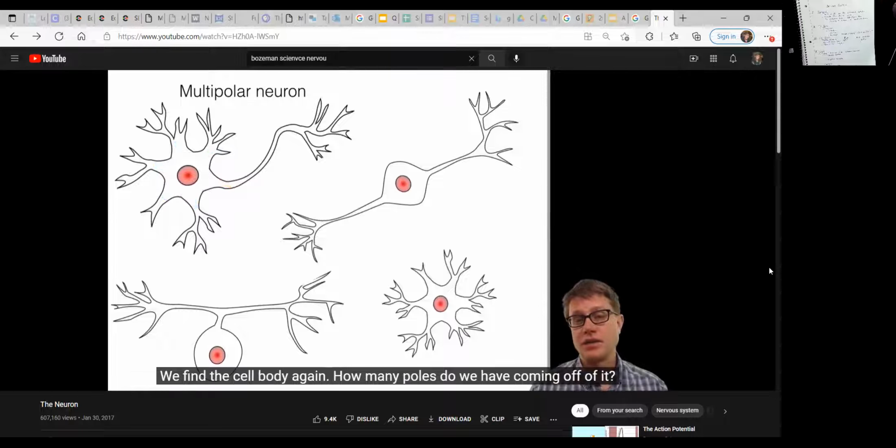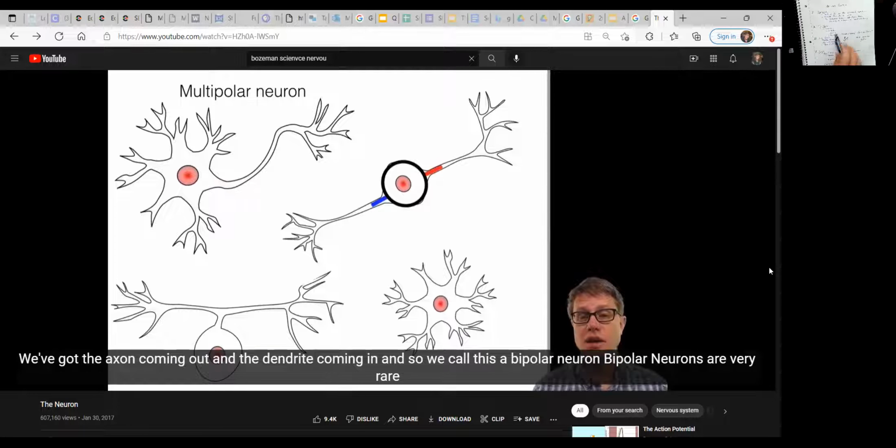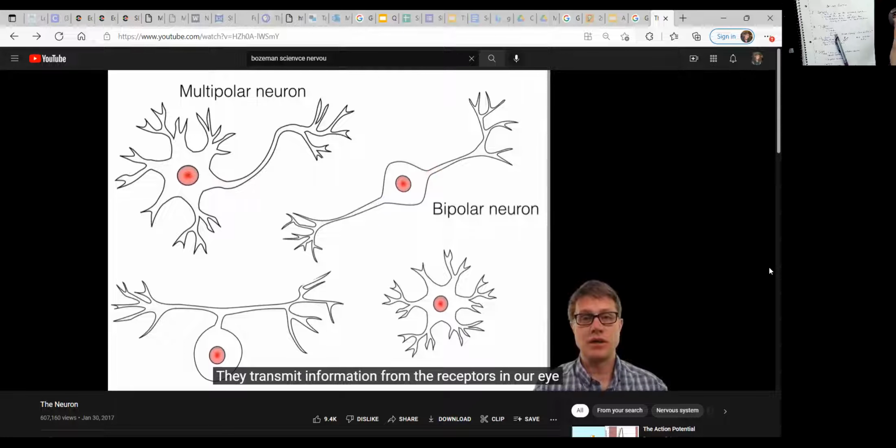If we look at the next one, we find the cell body again. How many poles do we have coming off of it? We've got the axon coming out and the dendrite coming in, and so we call this a bipolar neuron. Bipolar neurons are very rare. They transmit information from the receptors in our eye, receptors in our nose.